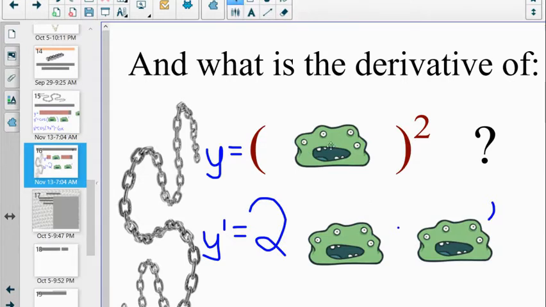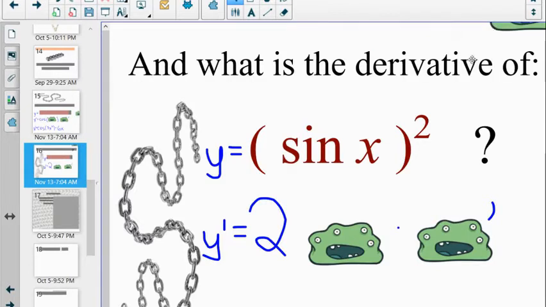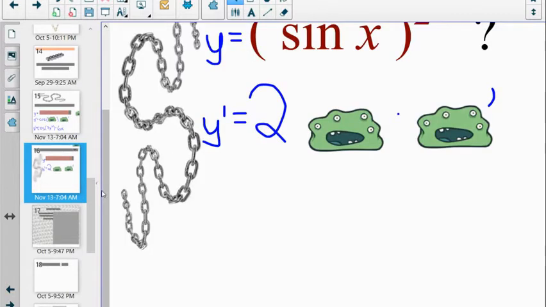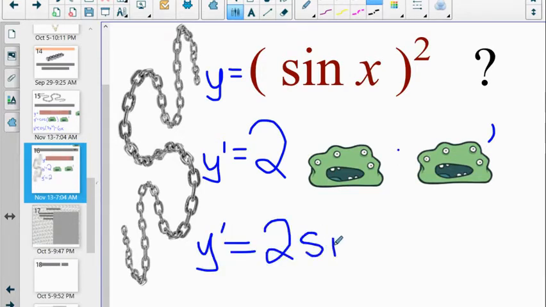So when I tell you, oh, by the way, that slime in this case was sine, well, we know what the derivative of sine is. So if y is sine squared, then y prime will be 2 times sine times the derivative of sine, which is cosine.